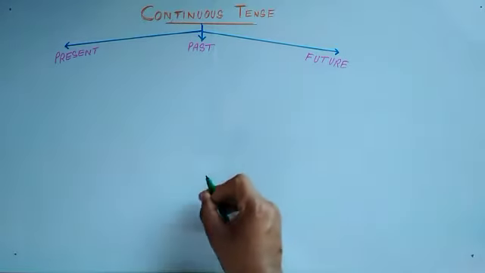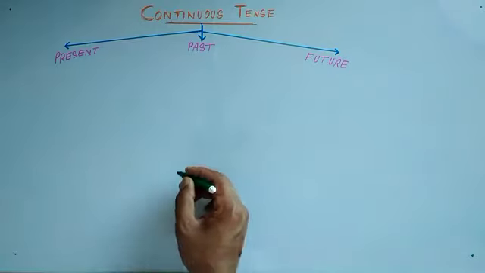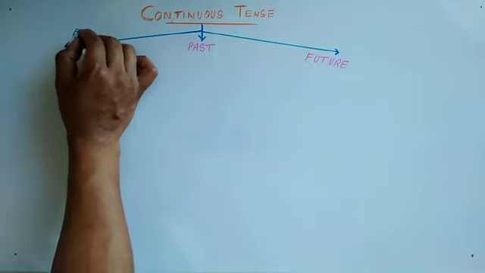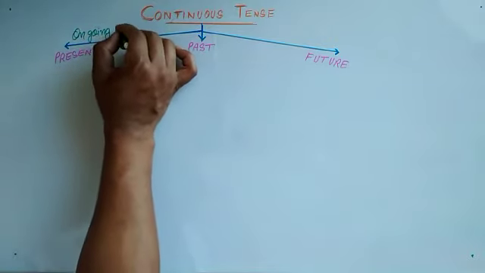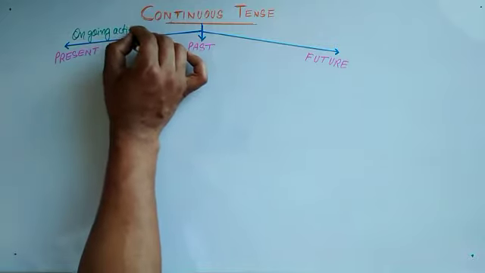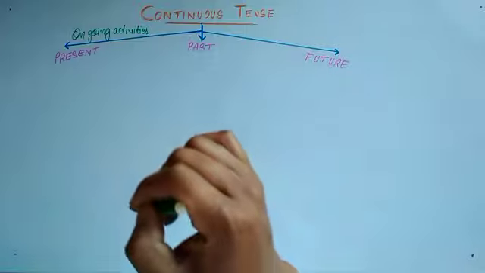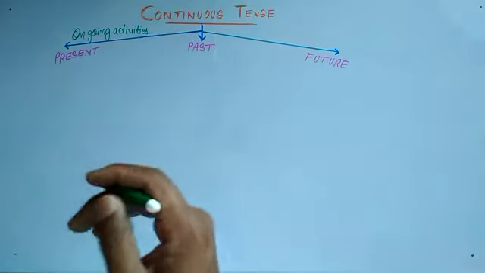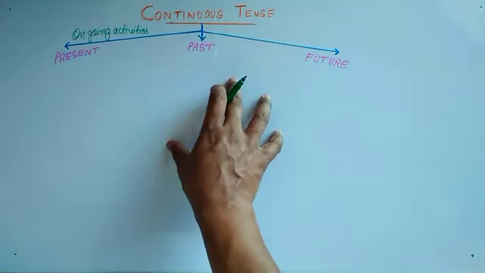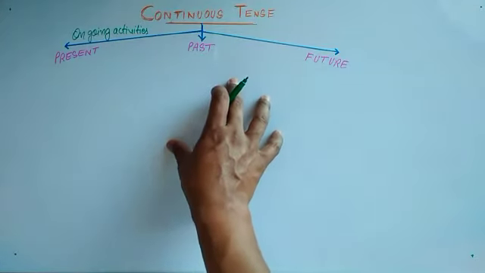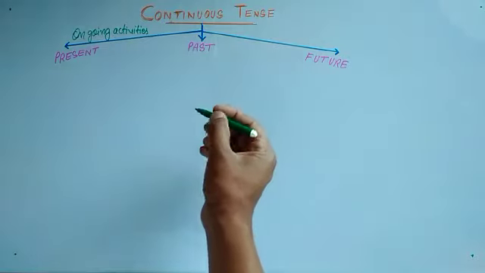Students, remember one thing: in continuous tense we always talk about ongoing activities. It may be in present, it may be in past, it may be in future. Such activities which were started somewhere in the past and are still going on are always written in the form of continuous tense.